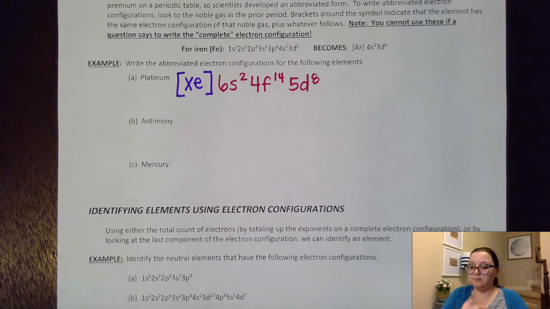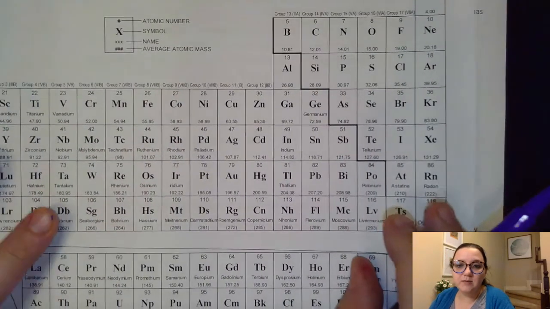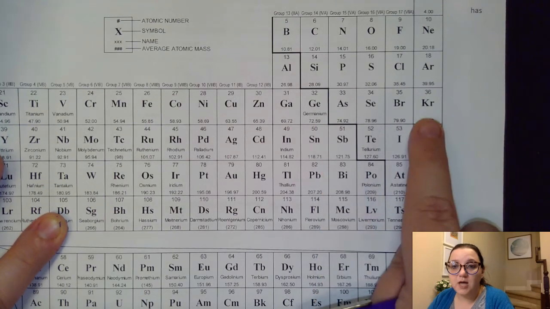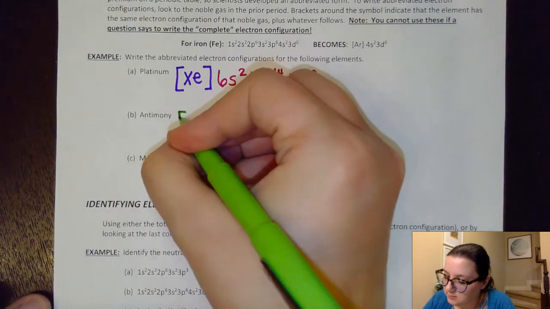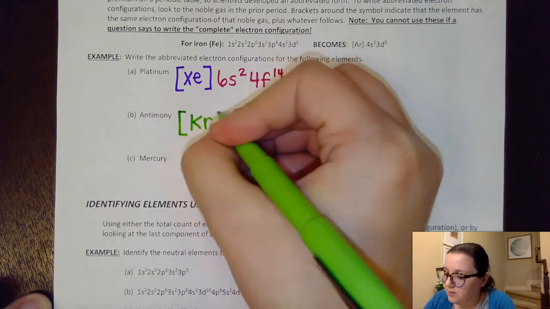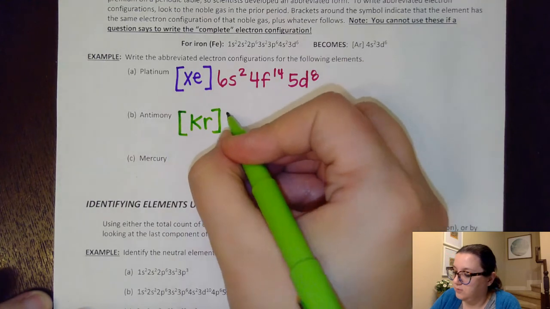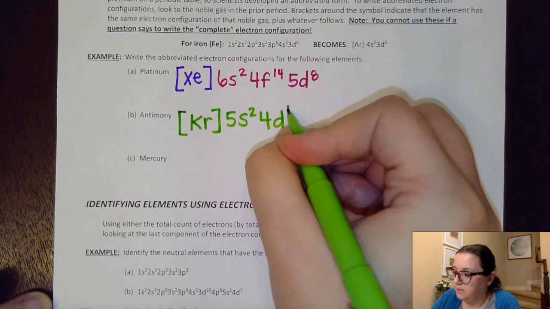All right, did you pause the video? Did you try them out? I sure hope you did. So antimony, as a reminder, is Sb. And so what I would do is I would find Sb, which is right here, number 51, and I would go back to the previous noble gas, which happens to be krypton. And so what we would do is put krypton into brackets and write everything we went through after krypton, which in this case would have been 5s2, 4d10, 5p3.